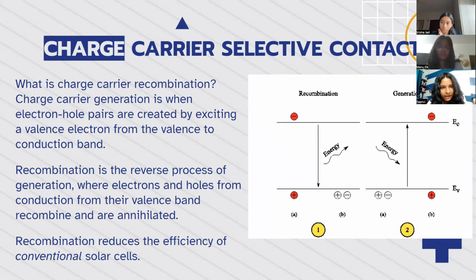Charge carrier selective contacts. So before we understand what these type of cells are, we must understand what charge carrier generation and charge carrier recombination is. Charge carrier generation is when electron-hole pairs are created by exciting a valence electron from the valence to the conduction band. Recombination is the reverse process of generation, where electrons and holes from conduction and valence band recombine and are annihilated. Recombination reduces the efficiency of conventional solar cells, and this can be seen in the diagram where energy is lost from recombination and gained by generation.